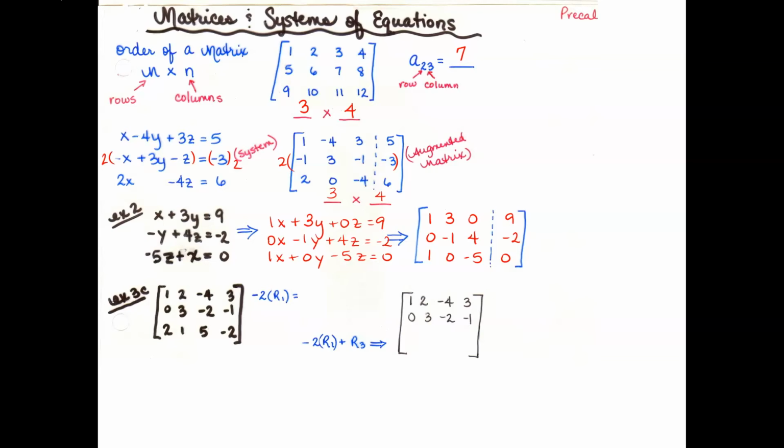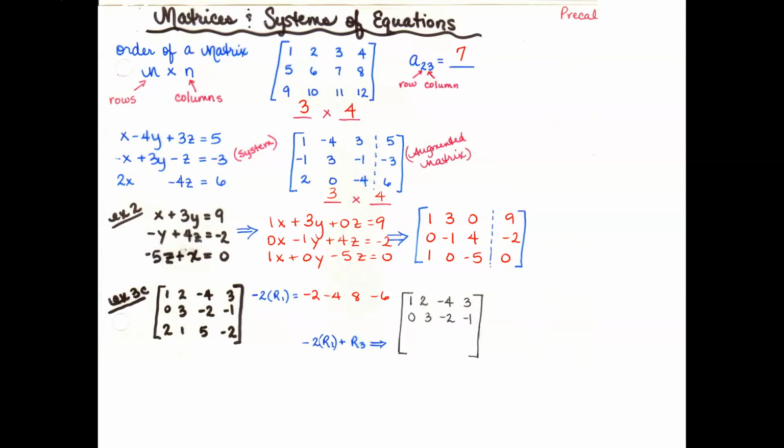I don't really think we need to practice switching 2 rows. That's pretty obvious. All right, but look at example 3C. They ask us to do negative 2 times row 1. All right, so let's take row 1, 1, 2, negative 4, 3, and let's just multiply it by negative 2. So negative 2 times 1, negative 2, negative 2 times 2, negative 4, I think we all know this. Negative 2 times negative 4, positive 8, and then negative 2 times 3, negative 6. All right, so that's how we multiply a row by a constant.